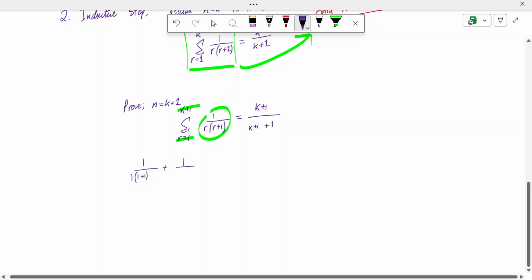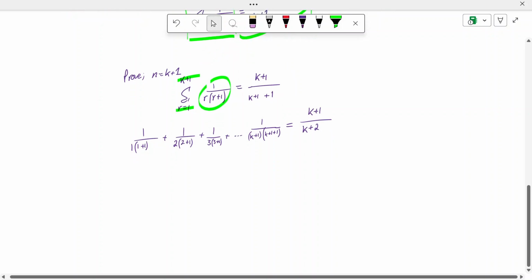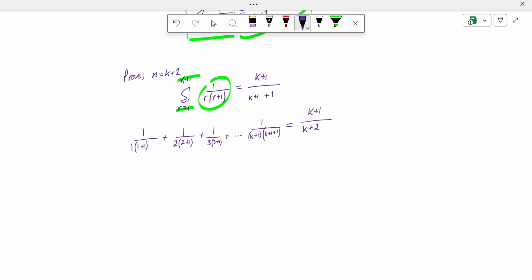My second value would be when r equals 2. My third value, and so on, all the way up to when my value is k plus 1. And it's saying that that is equal to k plus 1 on, and I'm going to write my denominator simpler now, k plus 2. So this is what this sum notation is really saying.